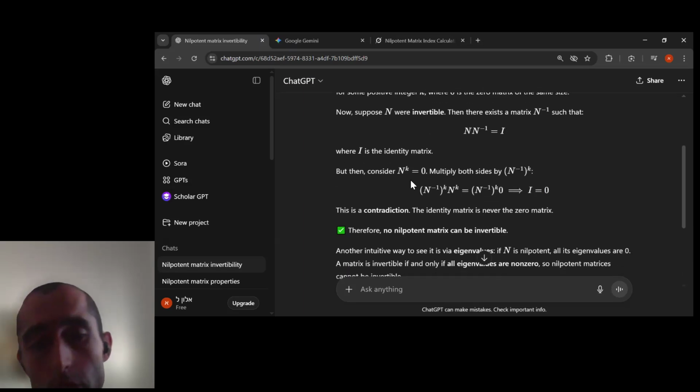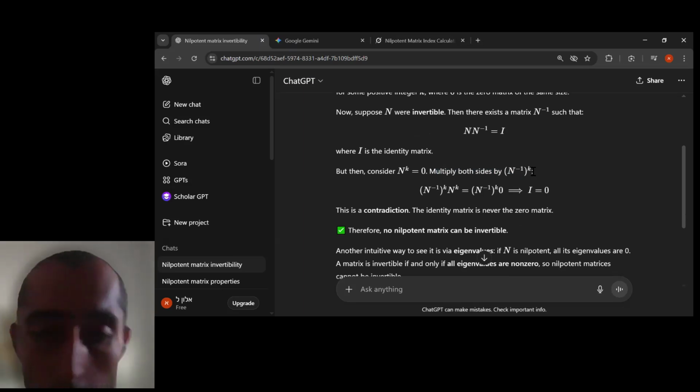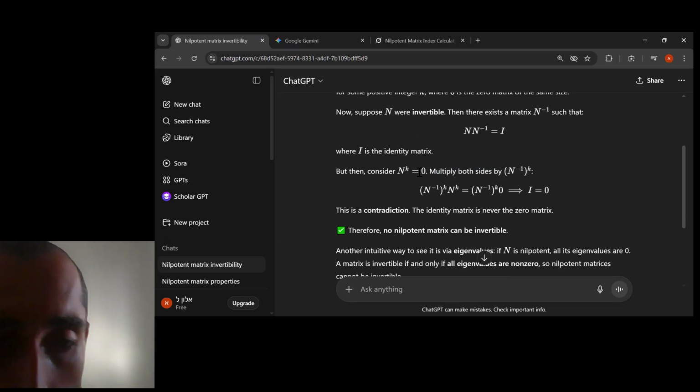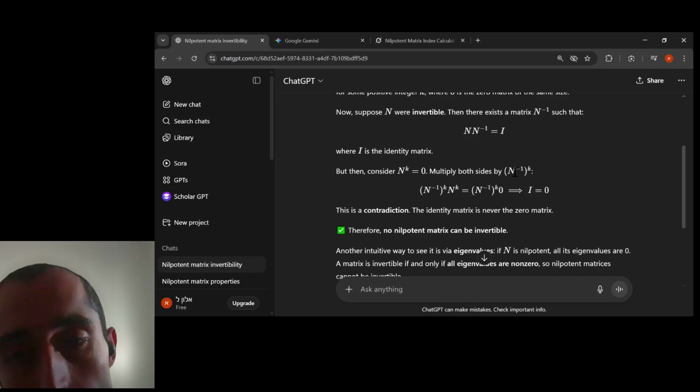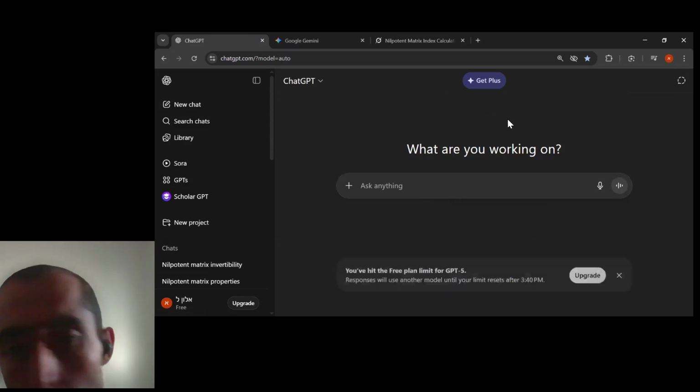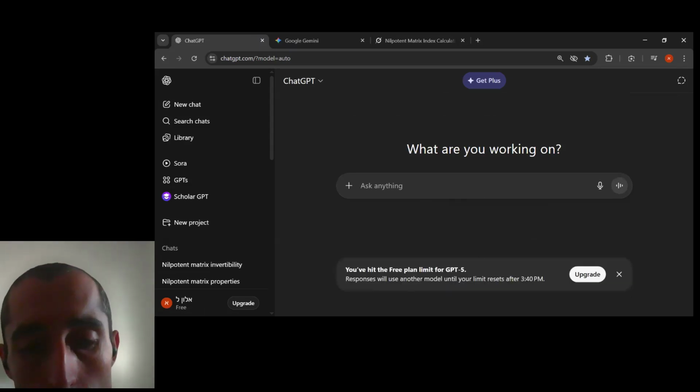Okay, I'm sure it is that way, but you just multiply both sides. You take n to the power of k equals 0. Okay, I'm not going to get into it, because it took here n to the minus 1 to the k. Not like this. Let's go on.